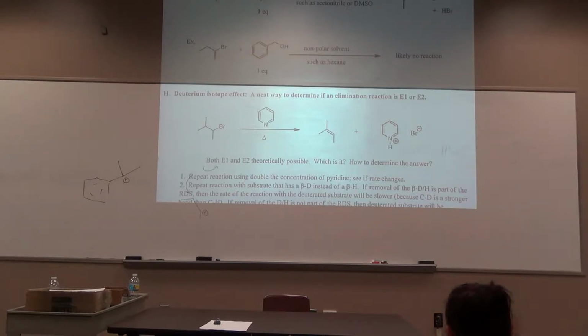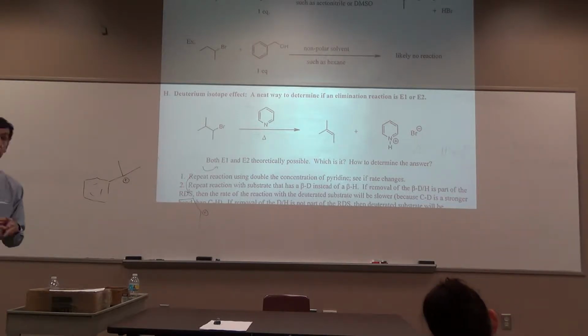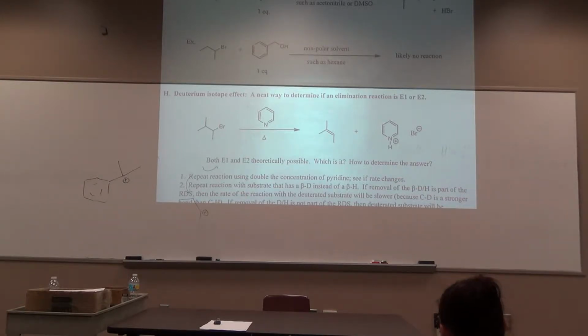An isotope of hydrogen, where the atom has one more what? Well, it's not one more. It has a neutron, because regular H doesn't have a neutron.